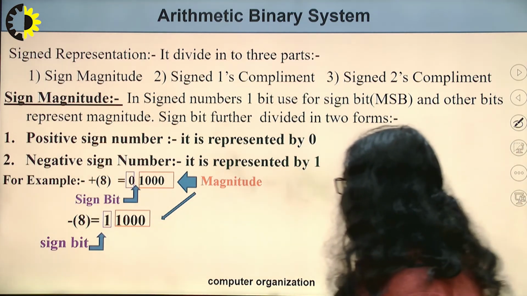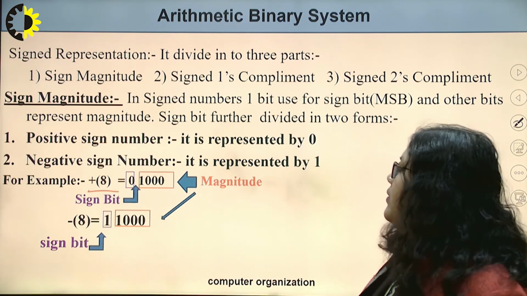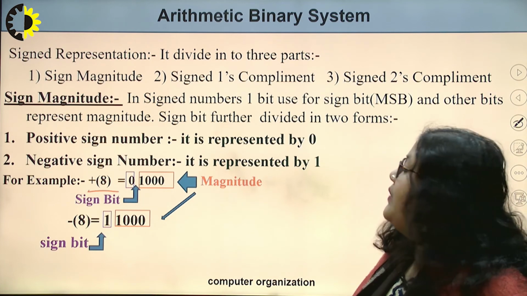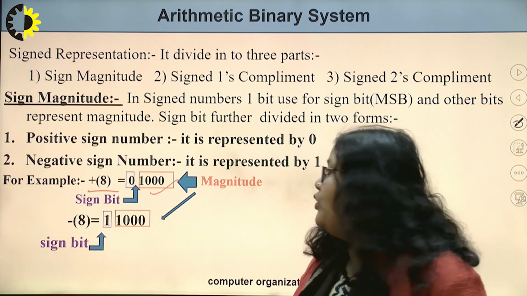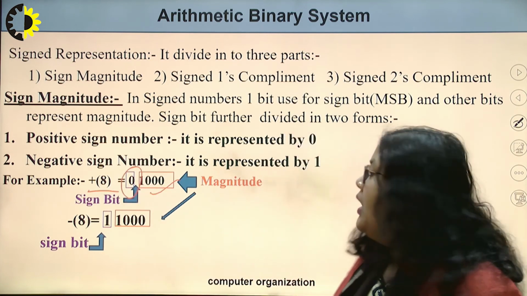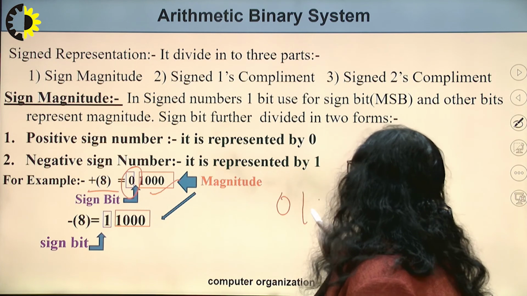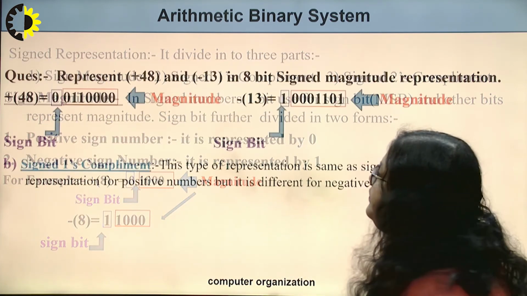For example, for plus 8, the magnitude representation of 8 is 1000, which is the conversion from decimal to binary, and because the number is positive the sign bit is 0. So it is basically 0 1000. This is the sign magnitude form.